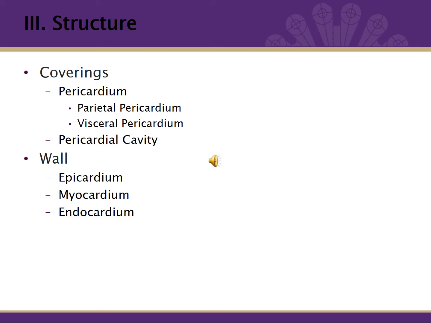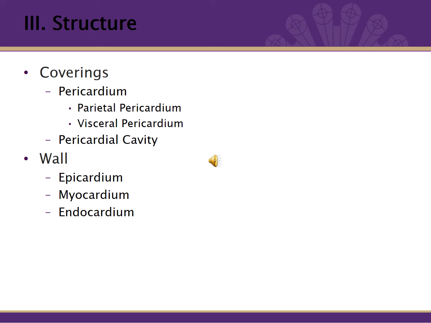The wall of the heart has 3 layers. The epicardium is the outer layer and made of a thin layer of epithelium and areolar tissue, a serous membrane. It also contains adipose tissue. It is kind of one and the same as the visceral pericardium. If you talk about the wall of the heart, you call it epicardium. If you talk about the coverings, it is called visceral pericardium.